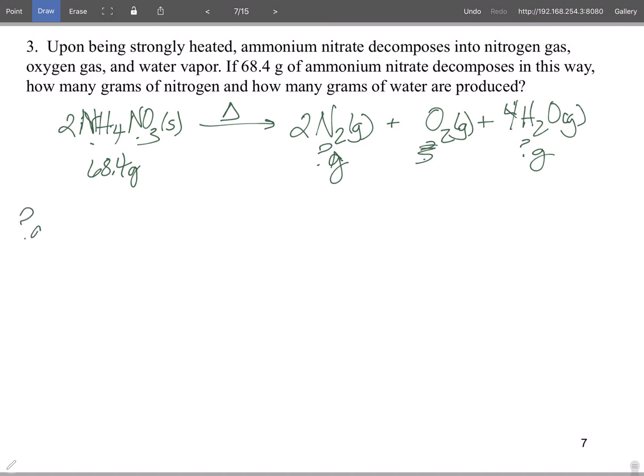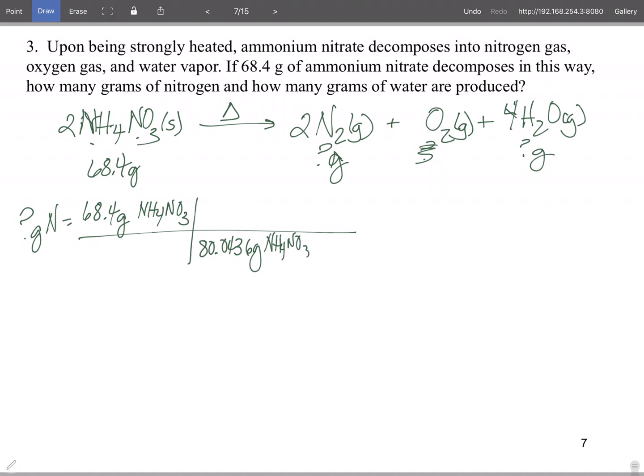So here we go. We want grams of nitrogen. We're going to do 68.4 grams of ammonium nitrate. First thing we have to do is convert it to moles. 80.0436 grams of ammonium nitrate is equal to 1 mole of ammonium nitrate. And when we're looking at it, 2 moles ammonium nitrate goes with 2 moles of nitrogen.